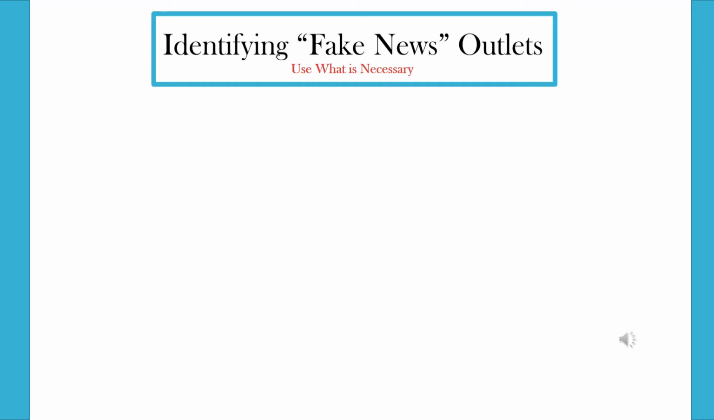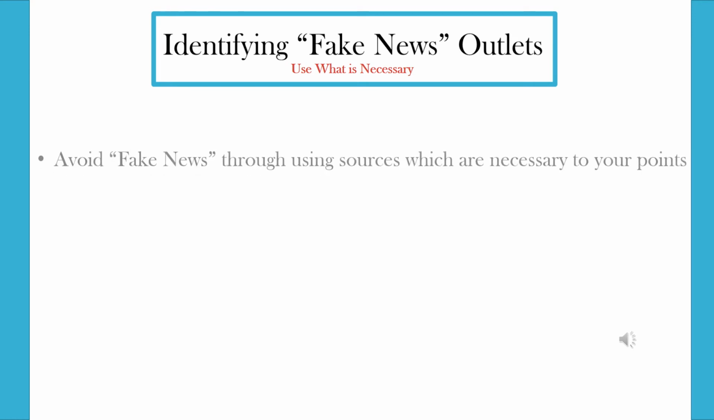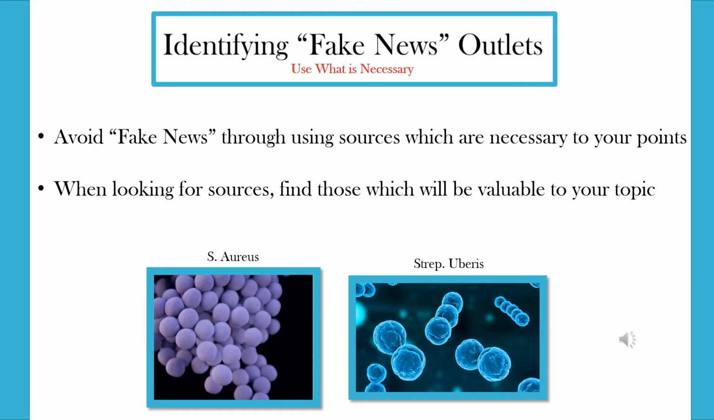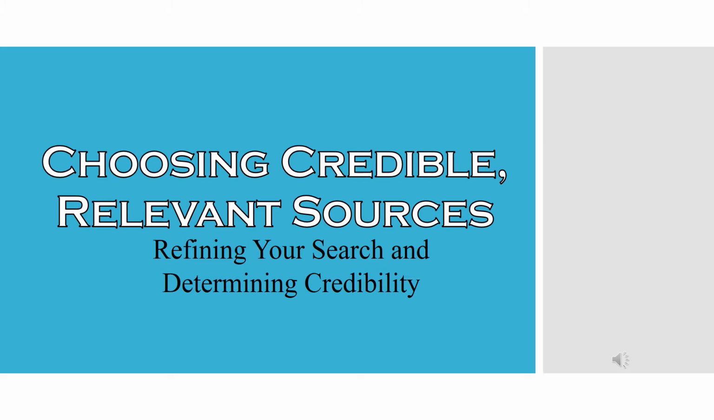One last way to avoid fake news is to use only what you need. Avoid fake news through using sources which are necessary to your points and topic. When looking for sources, only find those that will be valuable to your topic. Don't research Staphylococcus aureus and look up Streptococcus tuberous instead. It's just going to lead you to more fake news outlets. Choosing credible, relevant sources is extremely important to academic research. Here's how you can refine your search and determine credibility.